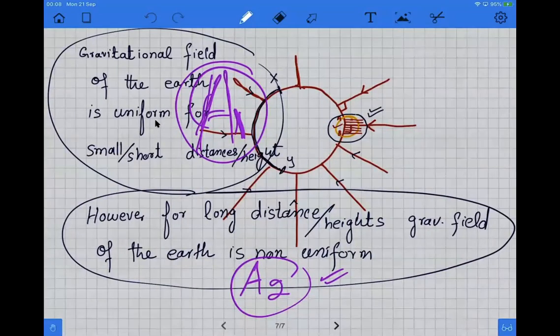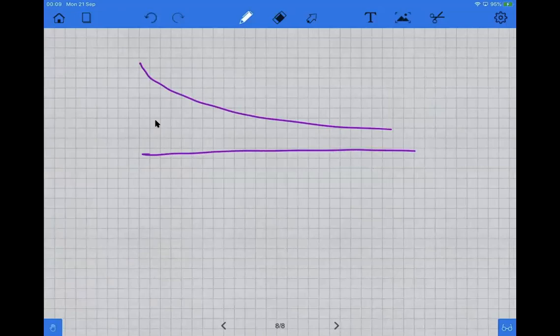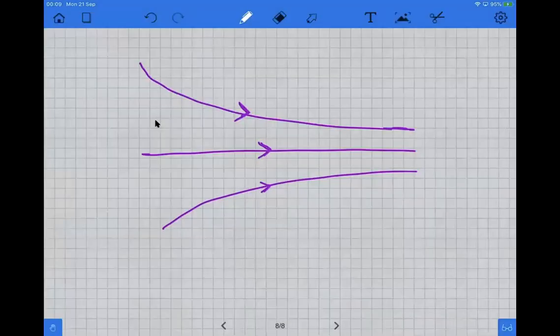However, some problems also deal with non-uniform gravitational fields. So for example, if you have a gravitational field which is becoming stronger, if the lines are getting closer, then the field is becoming stronger. And let's suppose the field is directed towards the right hand side. So the field is towards right and the field is getting stronger. We can say that it's a strong region of field and this is the weak region of field.